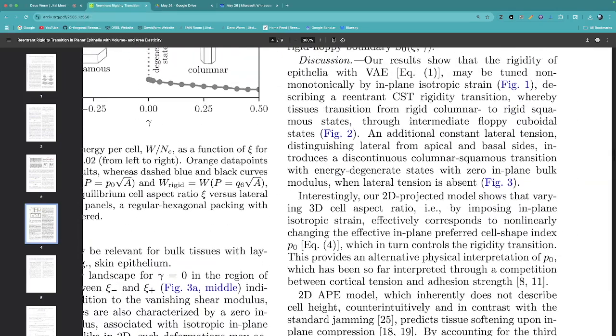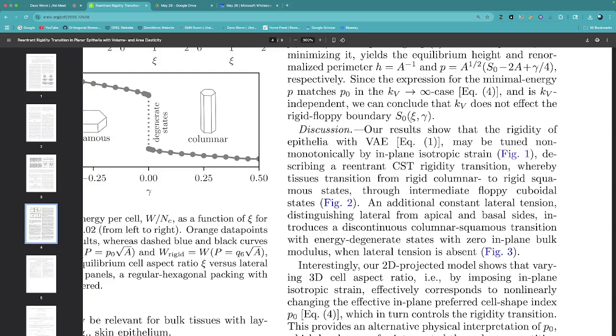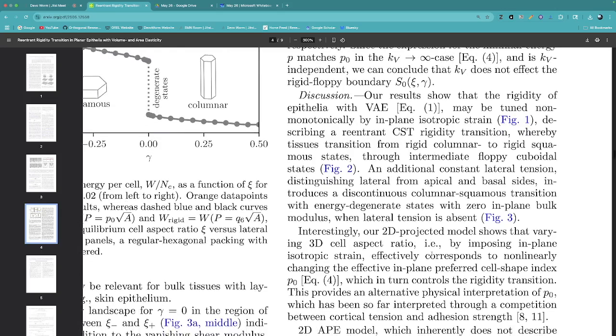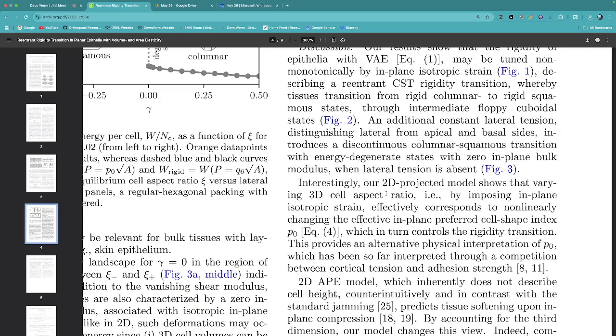Okay, so yeah, then they have their discussion. Our results show that the rigidity of epithelia with VAE may be tuned non-monotonically by in-plane isotropic strain, describing a reentrant rigidity transition, or by tissue transition from rigid columnar to rigid squamous states. Their intermediate floppy cuboidal states exist. And additional constant lateral tension, distinguishing lateral from apical basal sides, introduces a discontinuous columnar squamous transition, which we saw in figure 3, with energy degenerate states with 0 in-plane bulk modulus, where lateral tension is absent.